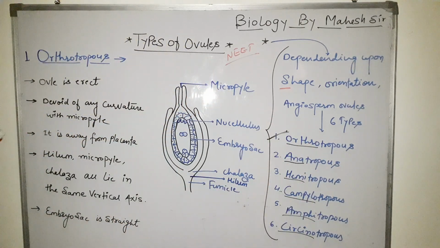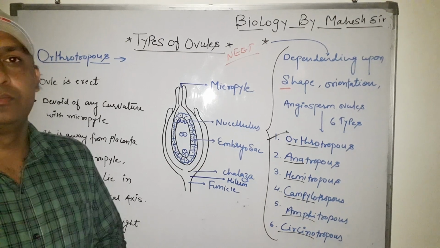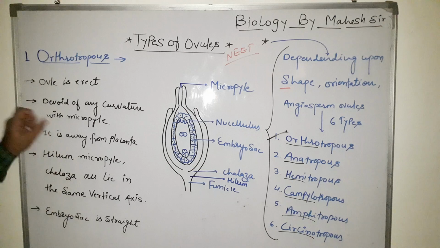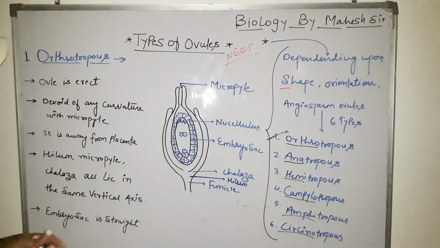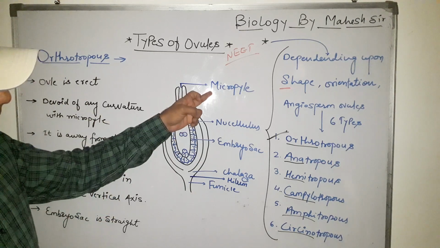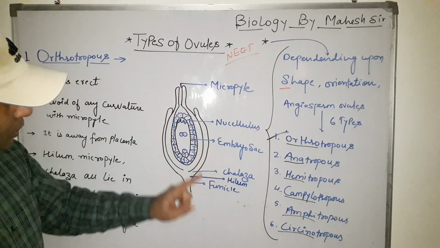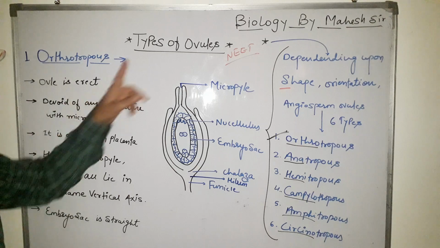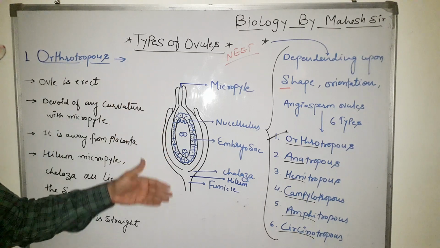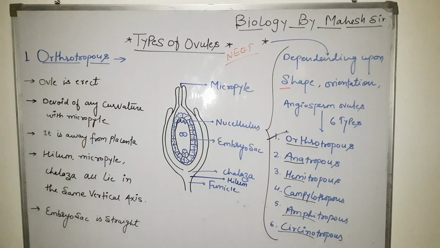These types of orthotropous ovules. So first we take the orthotropous type of angiospermic ovules. Now we know the different parts of ovule, which I already explained in the last classes: micropyle, nucellus, embryo sac, chalaza, hilum and funicle, which are the most important parts for classification of ovule. That means the orientation of these parts is important in case of types of ovule. So first we discuss orthotropous.